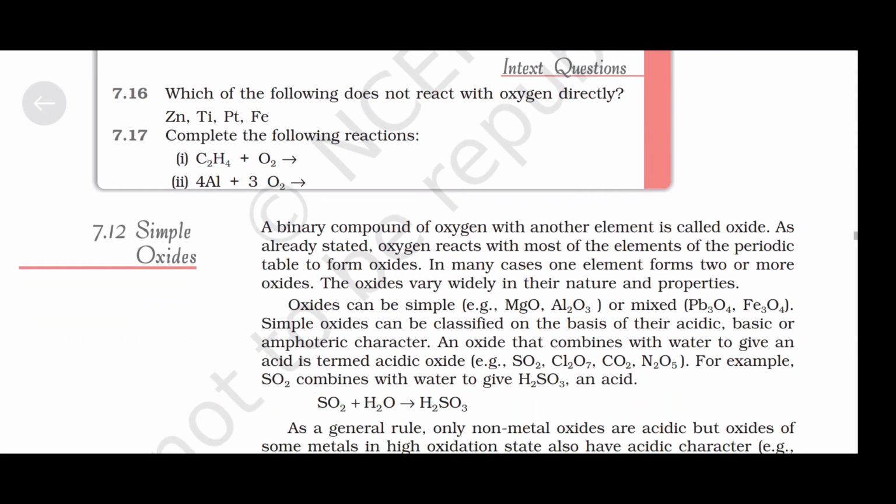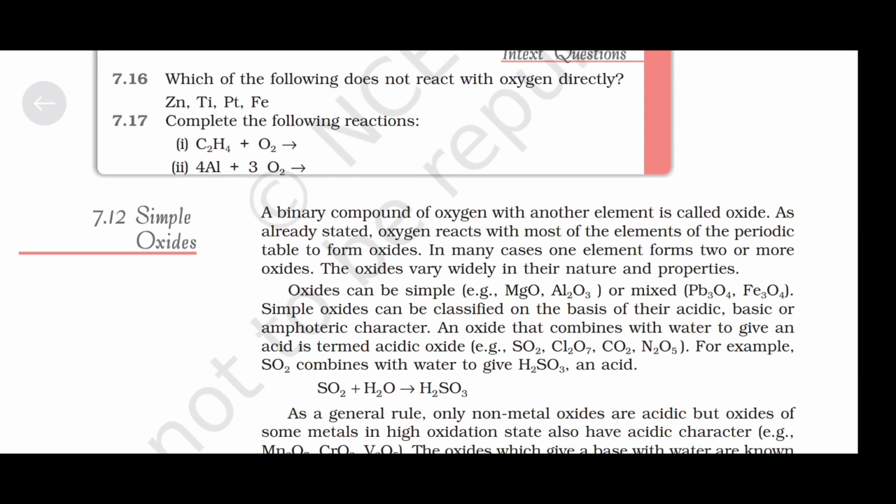Simple oxides. A binary compound of oxygen with another element is called oxide. As already stated, oxygen reacts with most of the elements of the periodic table to form oxides. In many cases, one element forms two or more oxides. The oxides vary widely in their nature and properties. Oxides can be simple, for example magnesium oxide, that is MgO, Al2O3, or mixed, Pb3O4, Fe3O4.